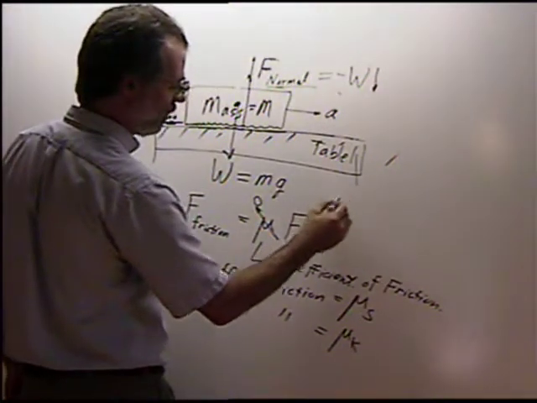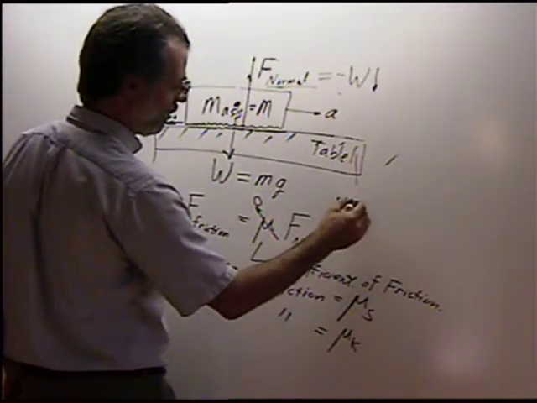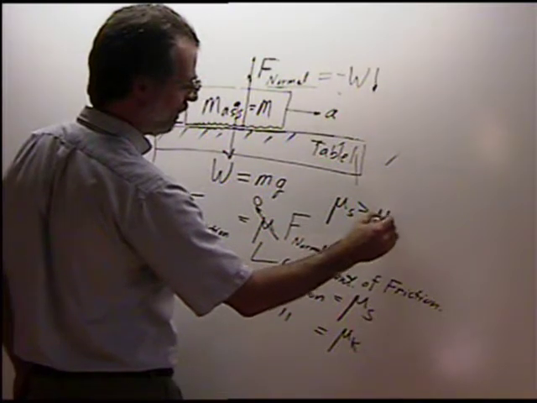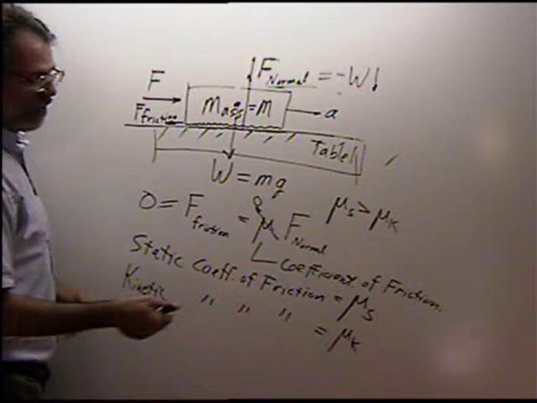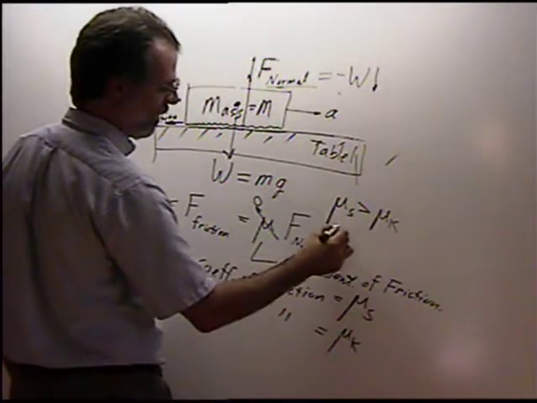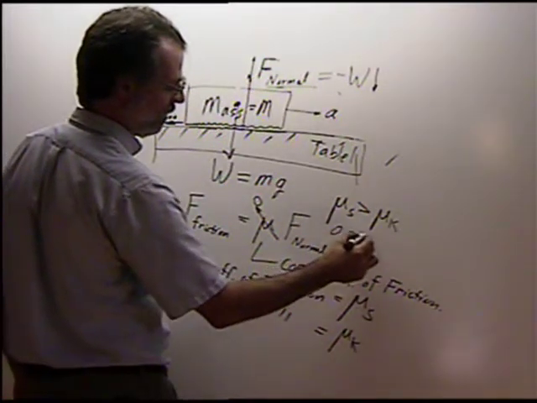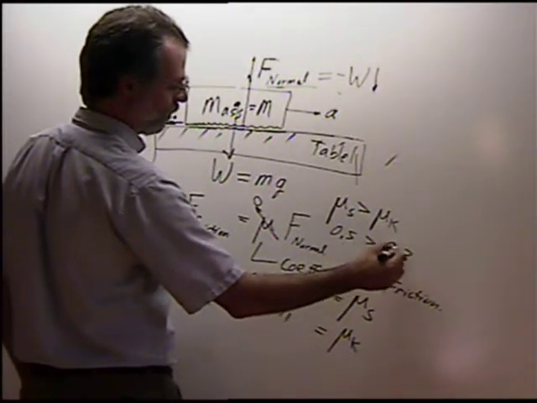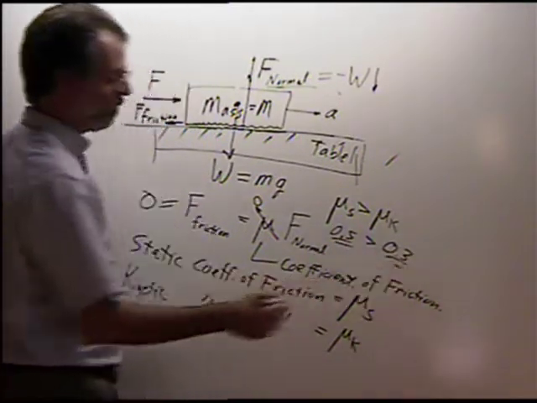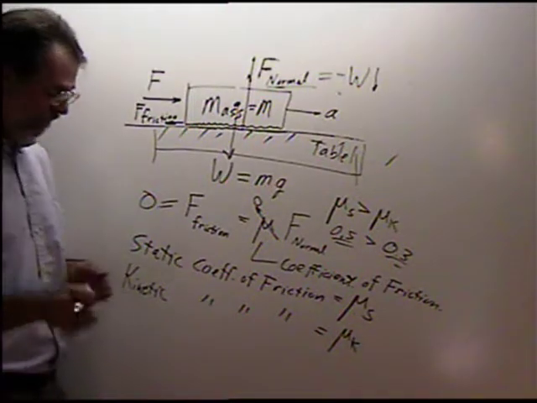In every case, the static coefficient of friction is always greater than the kinetic coefficient of friction. A typical number may be, the static coefficient may be 0.5, the kinetic coefficient of friction may be 0.3. This is just an example. It depends on the surface, obviously.